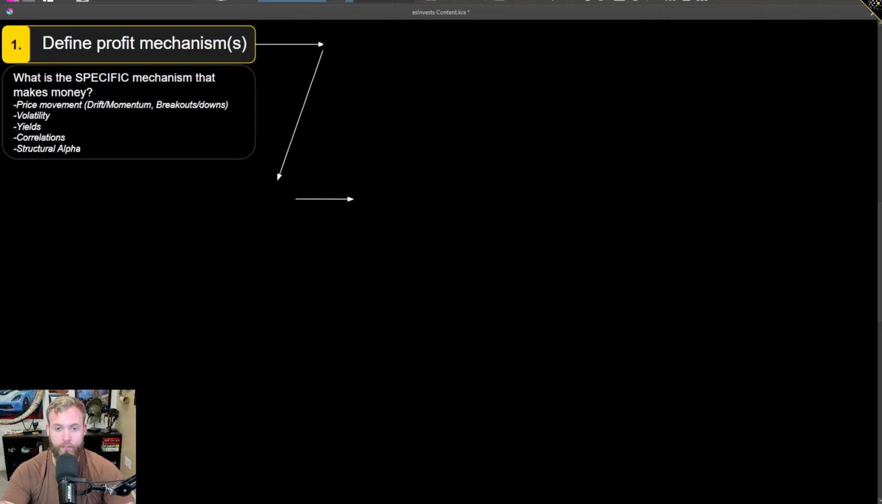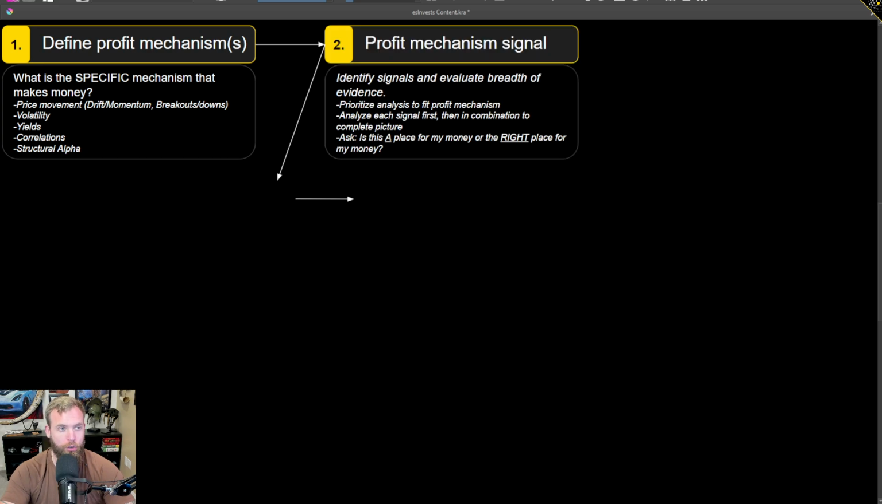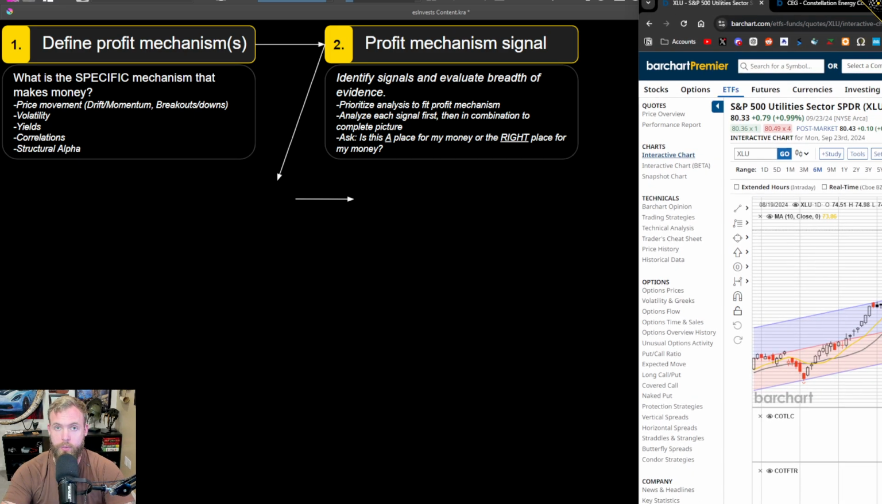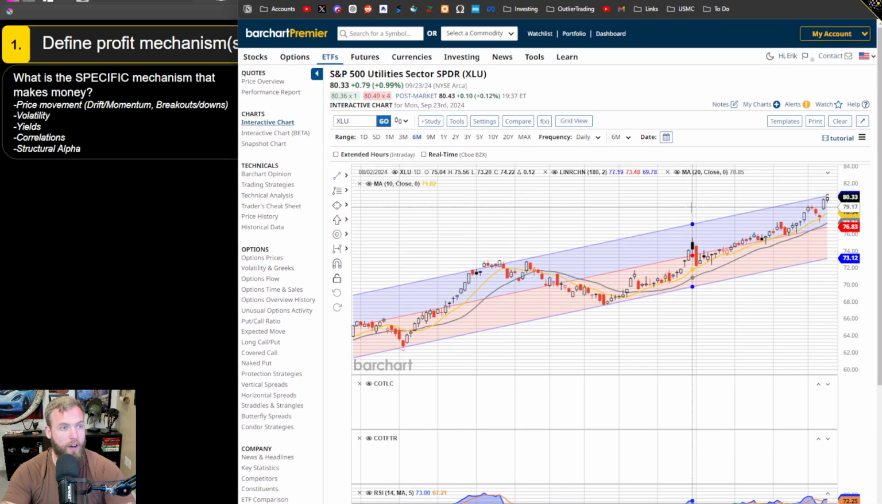After we go through our profit mechanism, actually, let's talk about this crystal ball methodology, and we'll talk about the mechanism signal. This is how we try and forecast probabilistically what something might do in the future. So again, going back to our example here, if I think XLU is going to go up and continue up, how do I know with any idea what it might look like? Well, while the past performance doesn't guarantee future performance, it tends to look pretty similar.